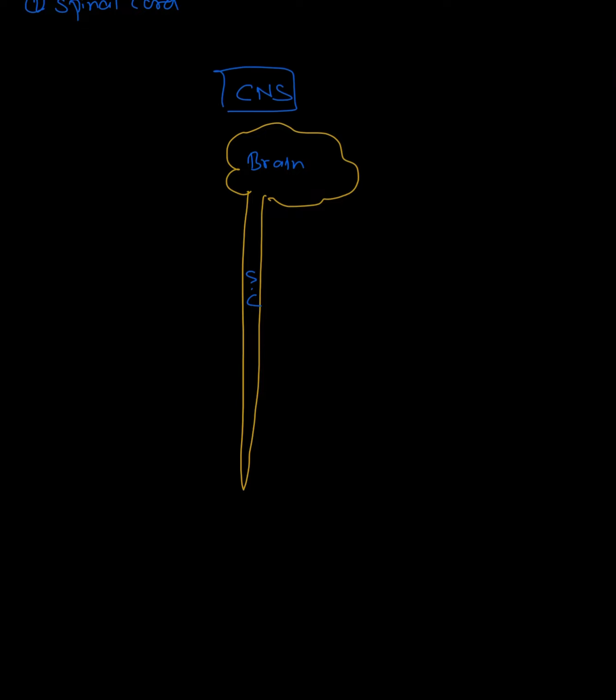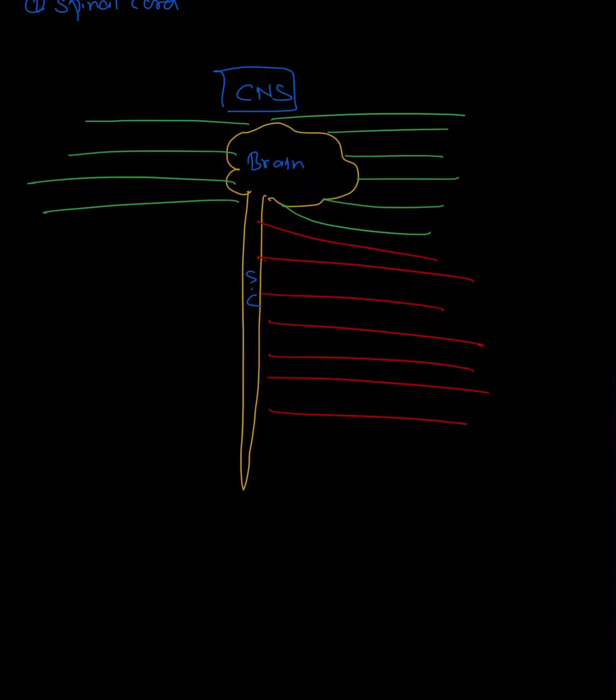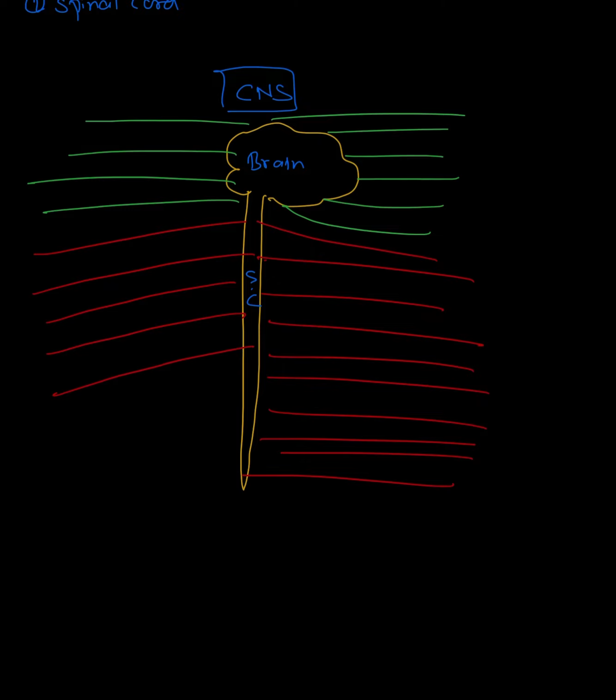Now the nerves arising from these constitute the peripheral nervous system. Nerves arising from the brain are called the cranial nerves. And the nerves arising from the spinal cord are called the spinal nerves.